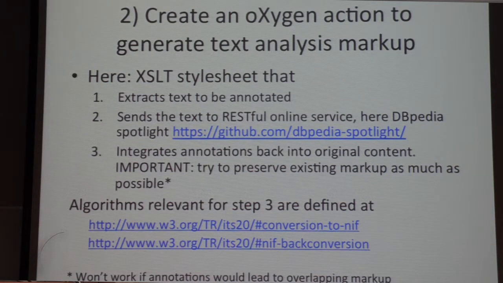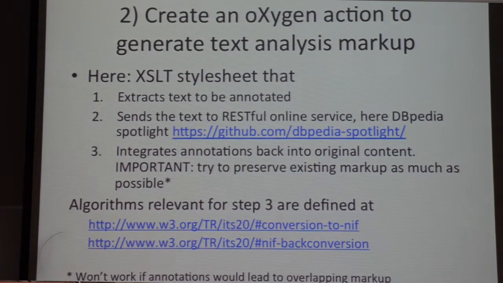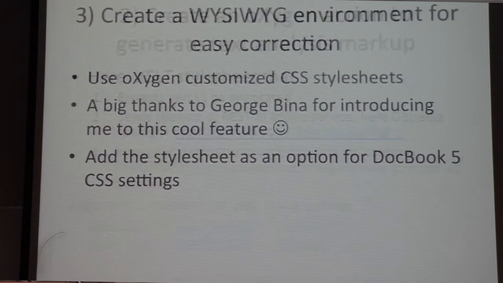The third step is to integrate the annotations into the text again, and here it's important that we take the existing markup into account. The text analysis tools can just process text. They don't know about markup. But when putting the content in again, we want to preserve the existing markup. You will see that in the demo. What's linked here are the algorithms for doing this round tripping, so to say. But I won't go into details here.